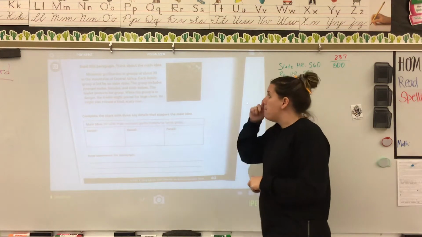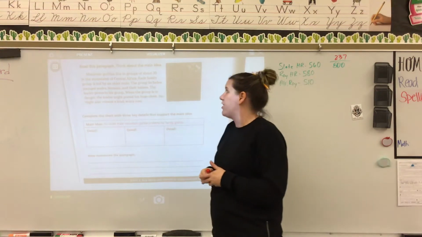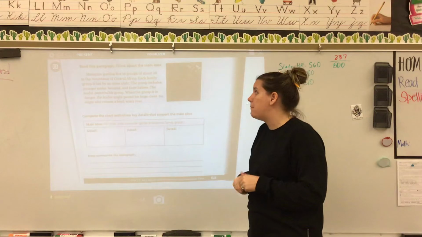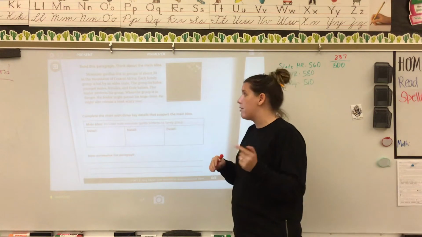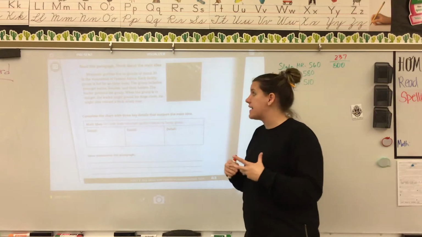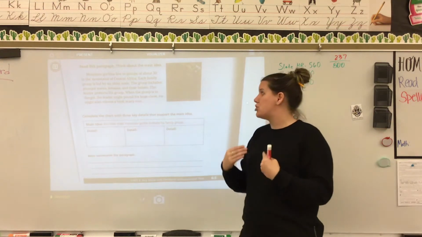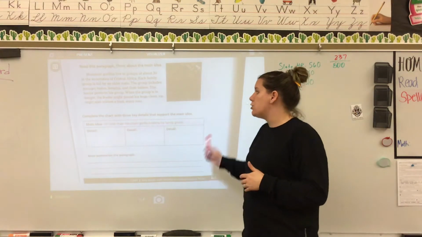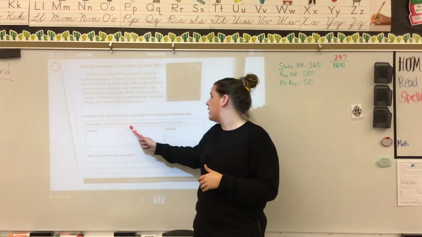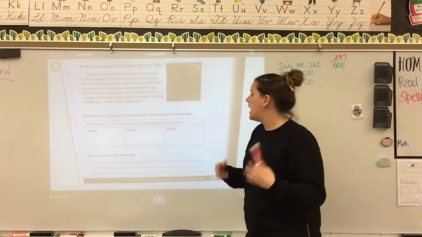It says, mountain gorillas live in groups of about 30 in the mountains of Central Africa. Each family group is led by an older male. The group includes younger males, females, and their babies. The leader protects his group. When the group is in danger, the leader might pound his huge chest. He might also release a loud, scary roar. So they're saying the main idea is that an older male mountain gorilla protects his family group. I agree. Let's look at some details.